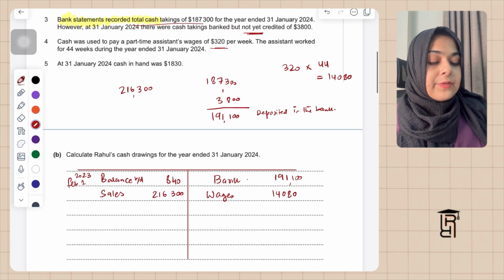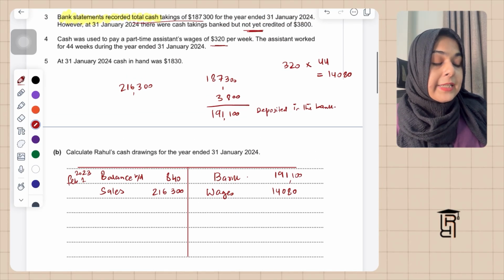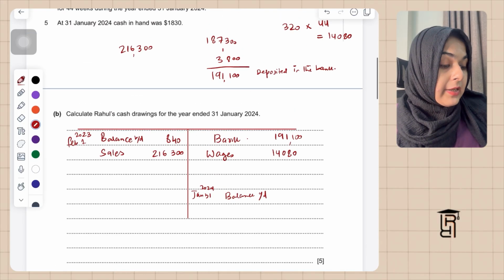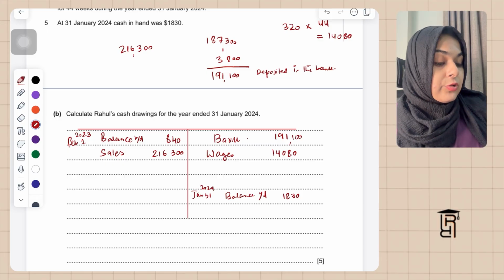Then they're saying at 31st January 2024, cash in hand was 1830. This is my balance carried down. So I'm going to write here January 31, 2024, balance carried down, and this is going to be 1830. So drawings is some unknown amount that I'm going to calculate from here.